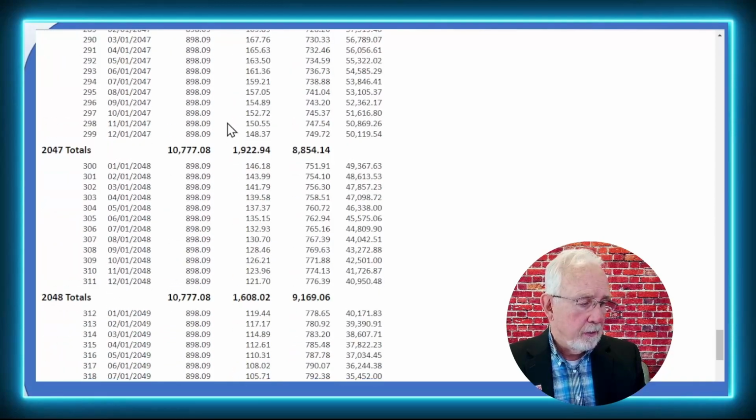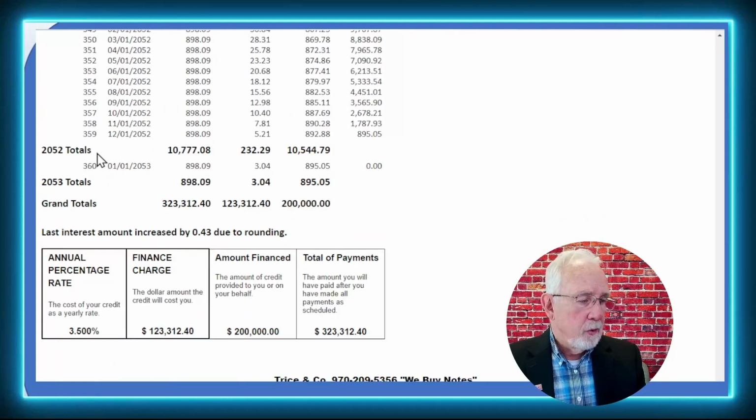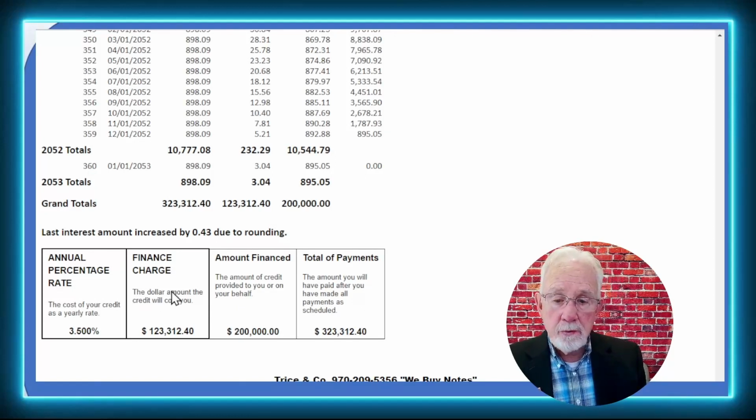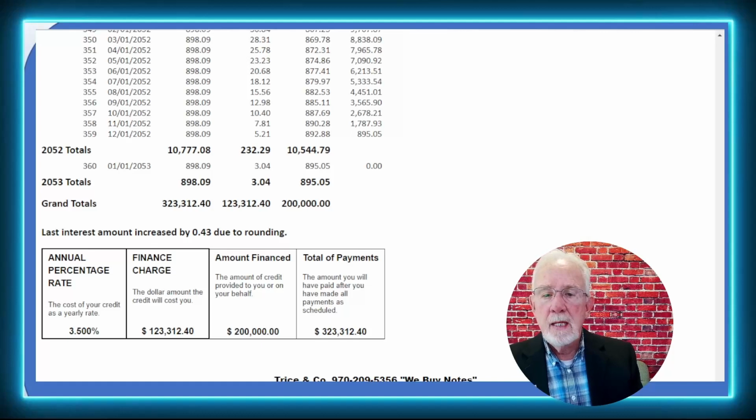Now let's go down here at the bottom, and it will give you other information. Your annual percentage rate is 3.5%. Your finance charge cost you $123,000. The total amount financed comes to $200,000, but the total payments come up to $323,000. So you can see that it would be a good idea, if you can, to make principal payments and reduce that principal so you're not paying so much on interest. So the grand total's $323,000.